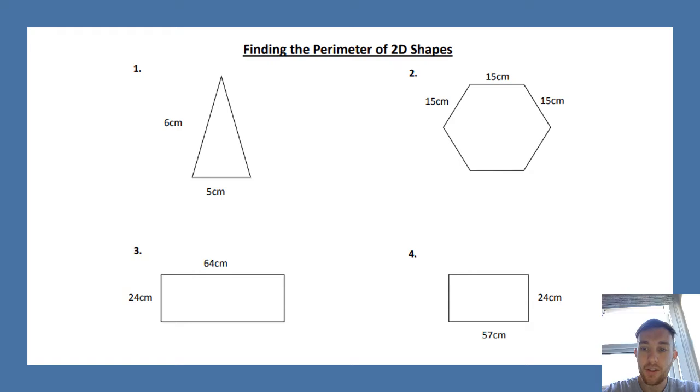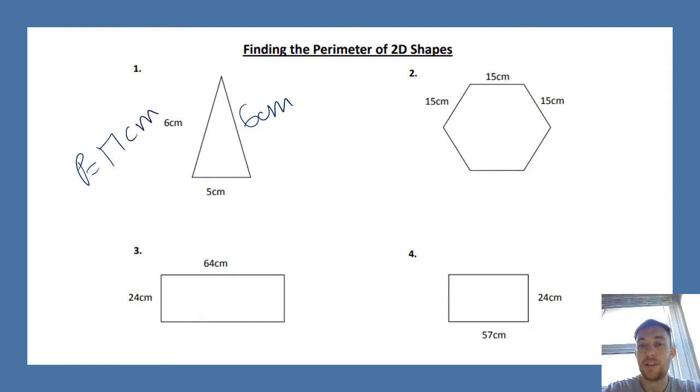Because an isosceles triangle has two equal sides, I know that this side is going to be 6 centimeters. And in a lot of questions, it could be in centimeters, it could be in millimeters, it could be in meters, or even, depending on the question, sometimes kilometers. Now working out the perimeter of the shape, all I need to do is some quick mental calculations. 6 add 6 is 12, plus the 5 is 17. So the perimeter of this isosceles triangle is 17 centimeters.